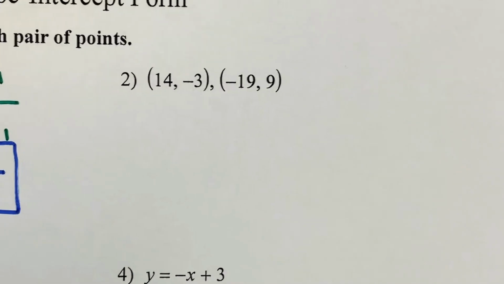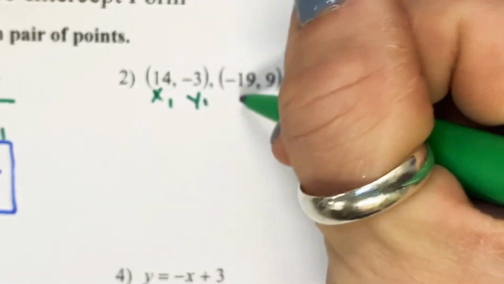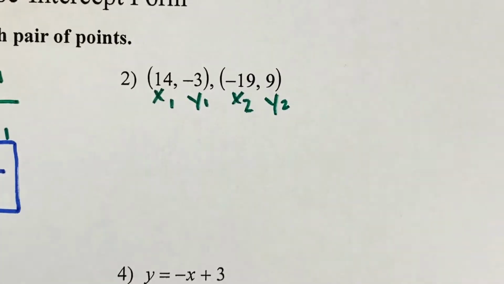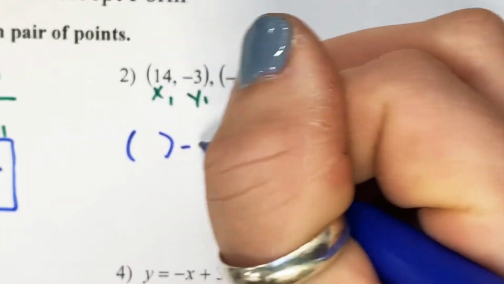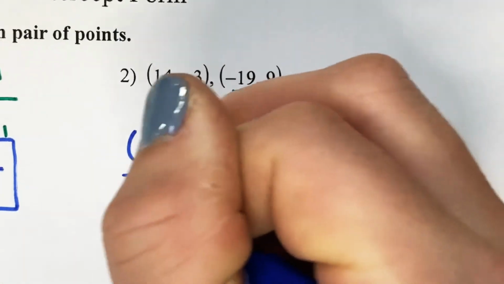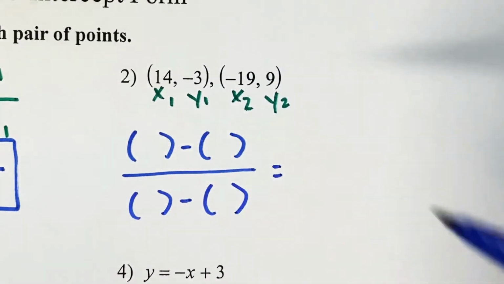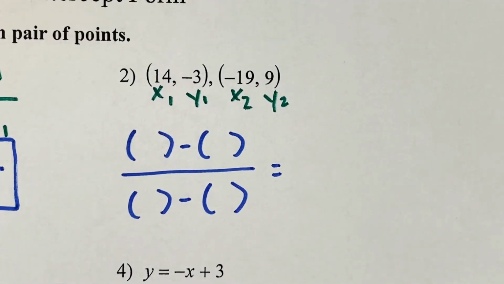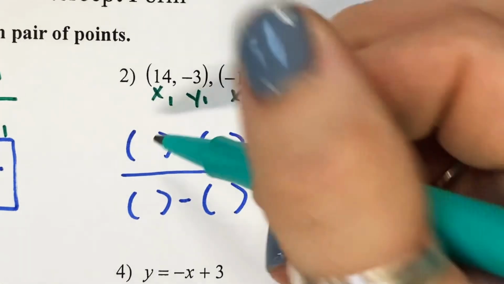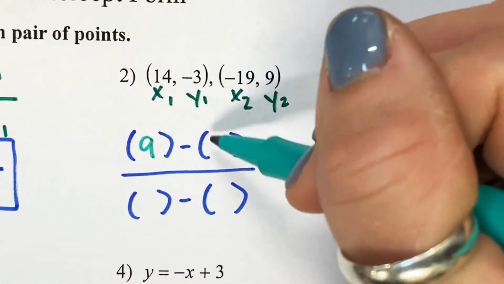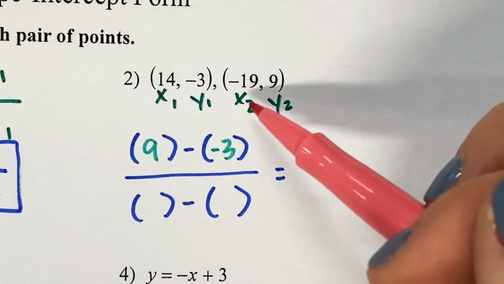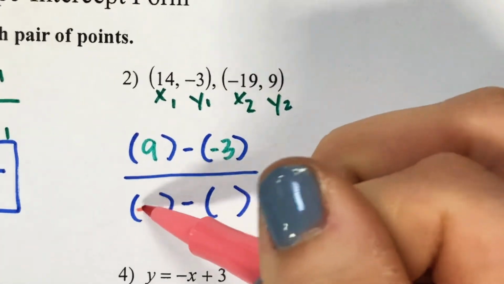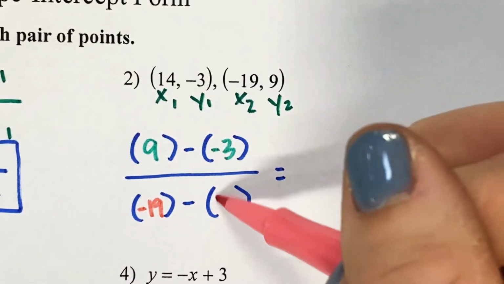Let's look at number 2. Again, I want to label my x1, y1 and x2, y2 so I know exactly what I need to plug into my formula. I have y2 minus y1 on top, x2 minus x1 on bottom, and we're going to plug in and solve. So y2 comes first, so we have 9 right here, minus our y1, which is -3. On bottom we have x2, which is -19, and x1, which is 14.